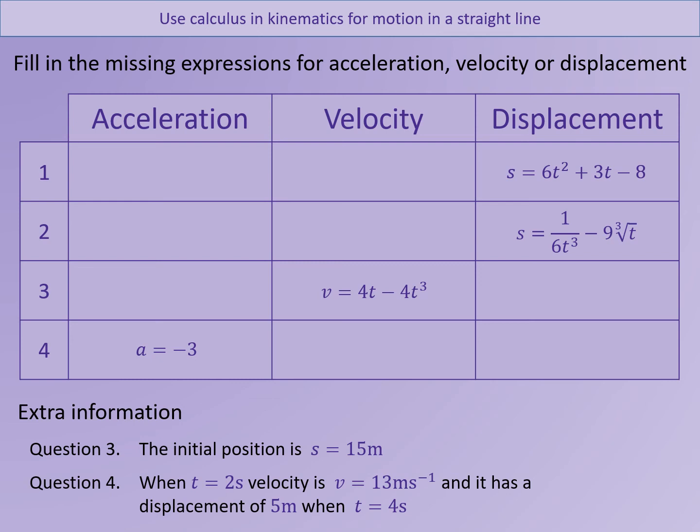So, in the first instance, we can differentiate s to give us v and differentiate v to give us a. Notice that in this case we actually have a constant acceleration. In the second question, we need to be careful with the powers here. We will need to, for example, write the cube root of t as t to the power a third, and 1 over t cubed will need to be written as t to the minus 3. Differentiating displacement gives us this velocity, and differentiating the velocity gives us the acceleration.